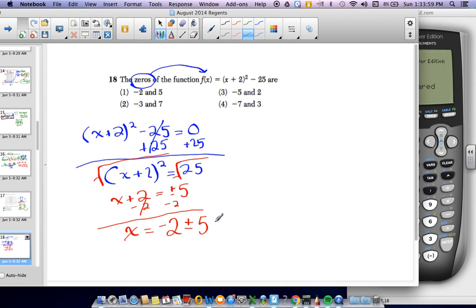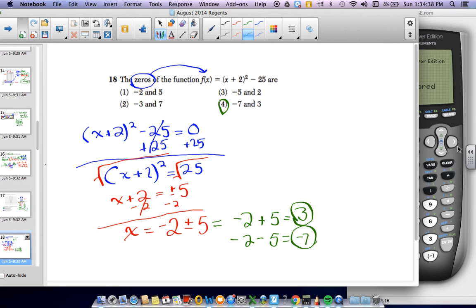Negative 2 plus 5 is going to give you an answer of, think about this as two separate operations. And then negative 2 minus 5. So just separate the two symbols. Add 5 and subtract 5. And that will give you your two answers. So negative 2 plus 5 is 3. So that's one of our zeros when x is 3. And the other zero, negative 2 minus 5, which would be negative 7. So 3 and negative 7 are what we're looking for, and that would be correctly choice 4.